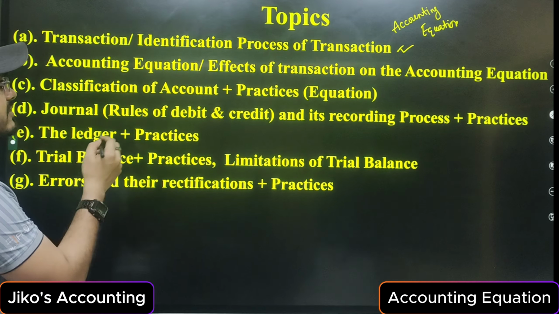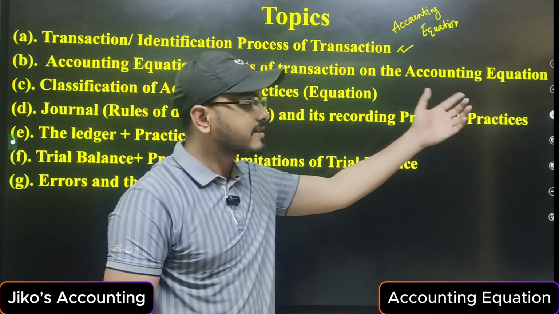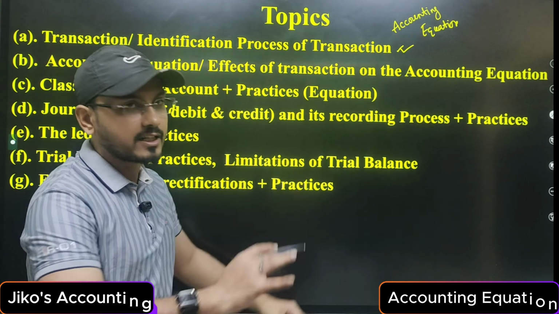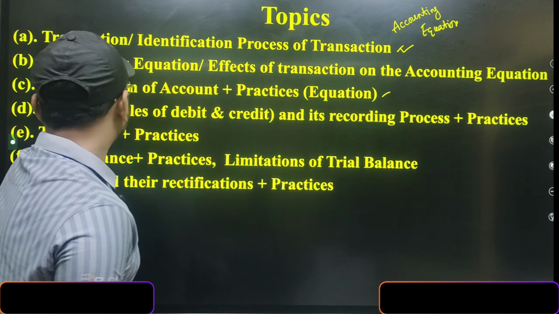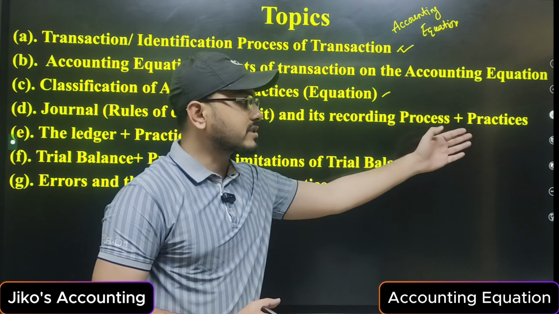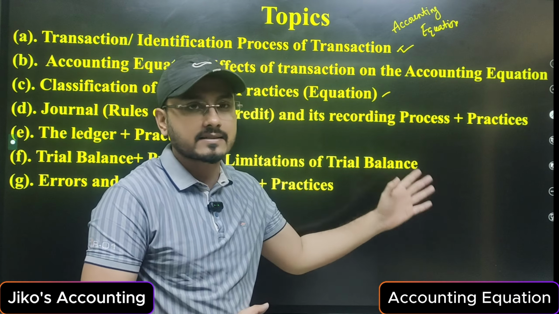Then the second option, accounting equation: effects of transactions on the accounting equation. Then classification of accounts and practices regarding the equation. After that, journal, or rules of debit and credit, and its recording process and practices. Serially, one by one, you will be given these classes, sir.